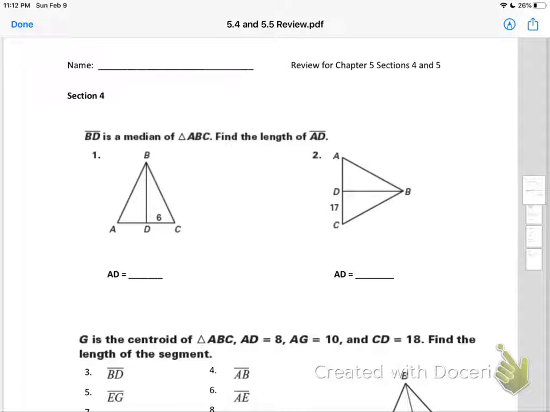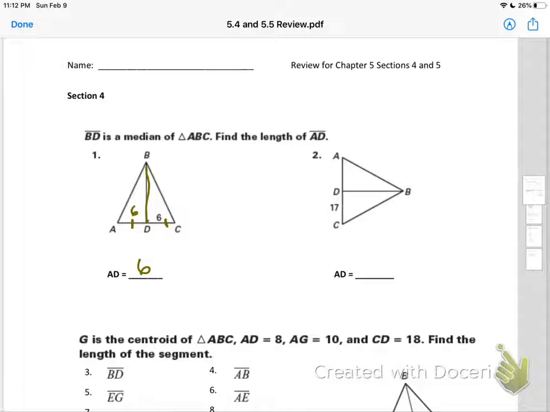Okay, in this video we're going to go over the review for Chapter 5, Sections 4 and 5. So this first question says BD, so line segment BD, so they're talking about the line segment that's right here. BD is a median of ABC. So if it's a median, this is what happens right away. Find the length of AD. Well, if DC is 6, then AD is also 6 because of the median.